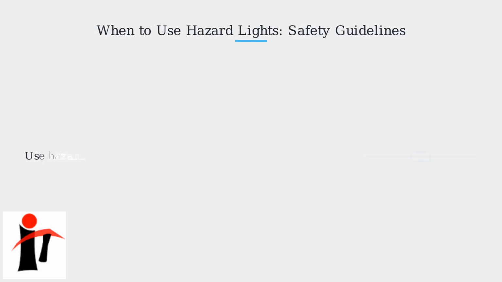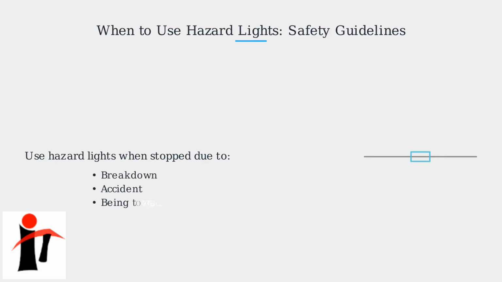Hazard lights should be used when your Tesla Model Y is stopped due to a breakdown, accident, or while being towed. These situations create potential hazards on the road that other drivers need to be aware of. The primary purpose of hazard lights is to alert other drivers that your vehicle represents a potential hazard, helping prevent accidents by giving them time to react and change lanes if necessary.